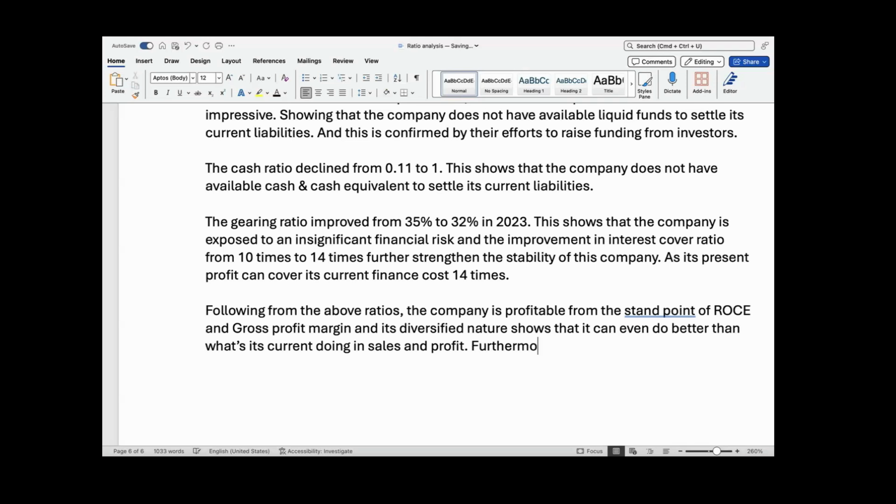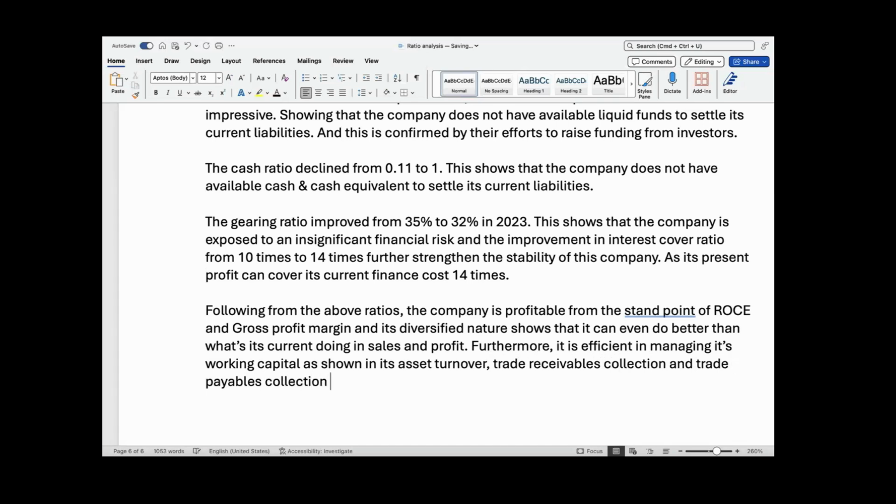Furthermore, it is efficient in managing its working capital, as shown in its asset turnover, trade receivables collection period, trade payables collection period, and inventory turnover period, which are impressive.